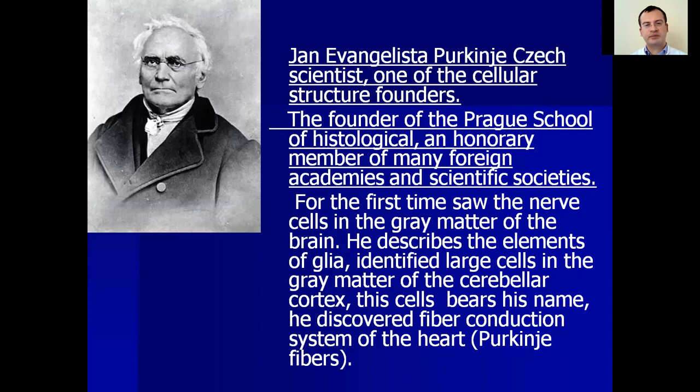Jan Evangelista Purkinje, a Czech scientist, one of the founders of the cellular structure theory. The founder of the Prague School of Histology, an honorary member of many foreign academies. For the first time, he saw the nerve cells in the gray matter of the brain. He described the elements of glia and identified large cells in the gray matter of the cerebral cortex. This cell bears his name. He discovered the fiber conduction system of the heart, the Purkinje fibers.